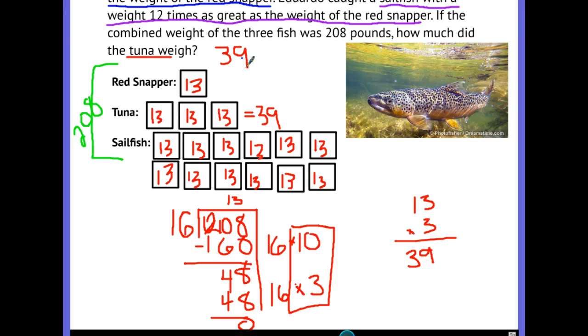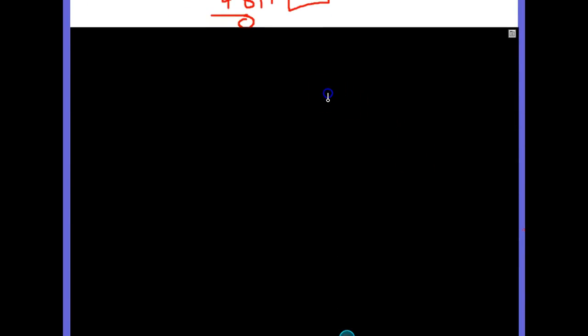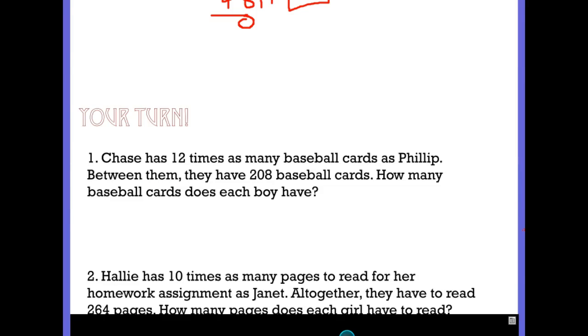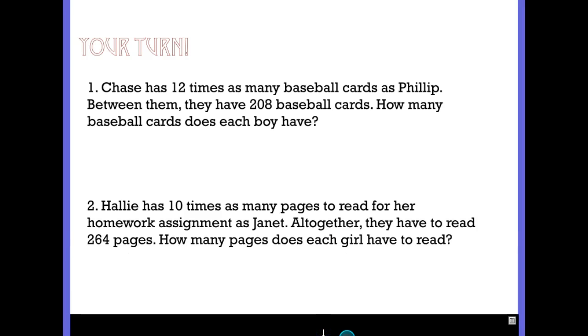Alright, so now is a good time for you all to practice. If you missed anything or if you're confused by anything, please go back and rewatch the video to help you clarify anything. And here are your turn problems. Make sure you complete them in your math journal as well as complete the rest of your WISC.